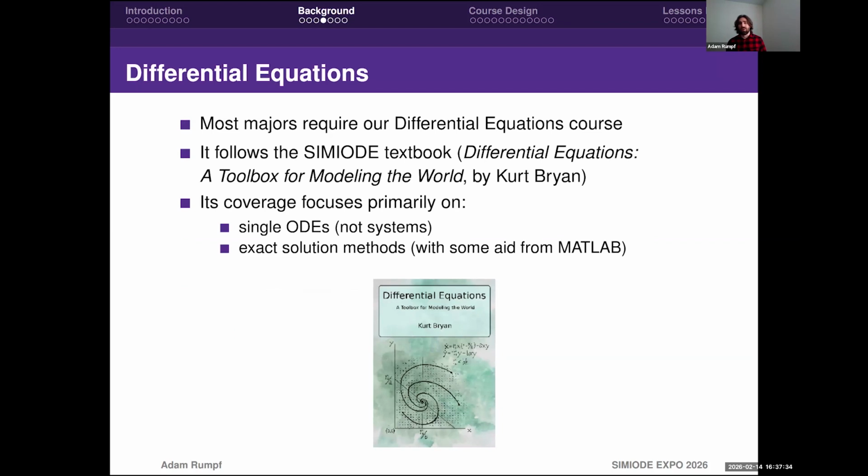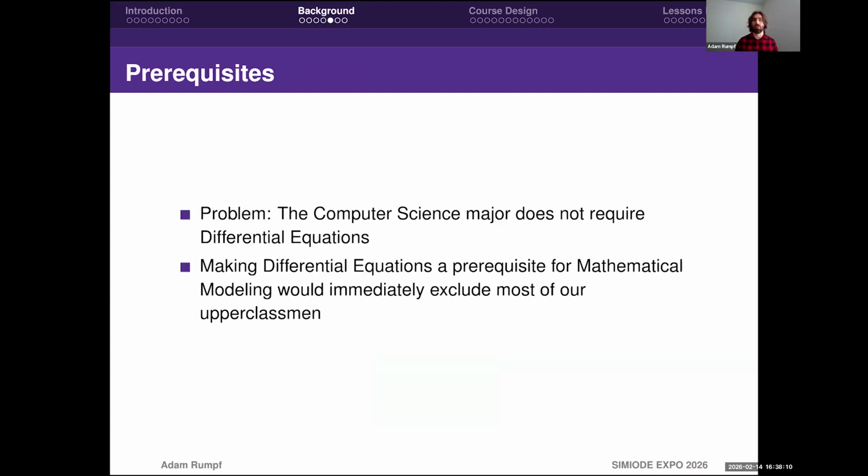We do, of course, offer a differential equations course. It does take a modeling first approach, and it follows the Semiode textbook, Differential Equations, a Toolbox for Modeling the World. What it focuses on, though, is a rather limited and focused part of the book. In our differential equations class, we mostly focus on single differential equations, not systems of differential equations. And a lot of the course time is spent talking about exact solution methods, everything up through Laplace transform, along with some MATLAB projects to talk about numerical solutions as well.